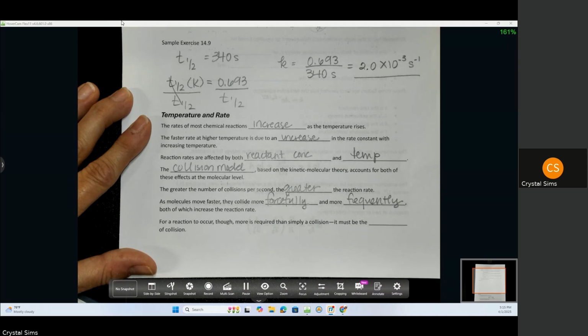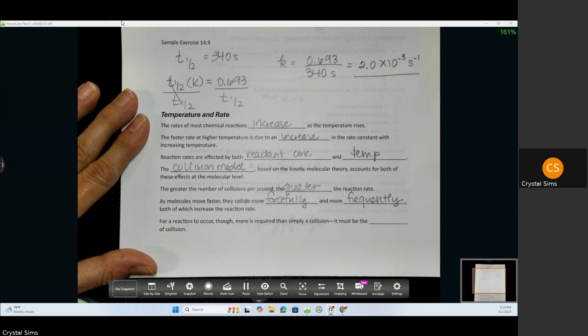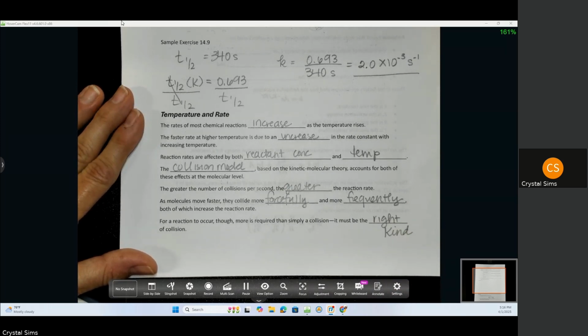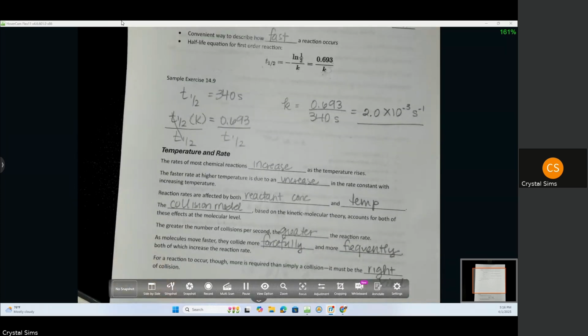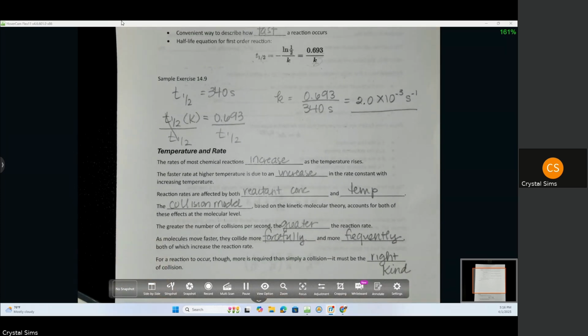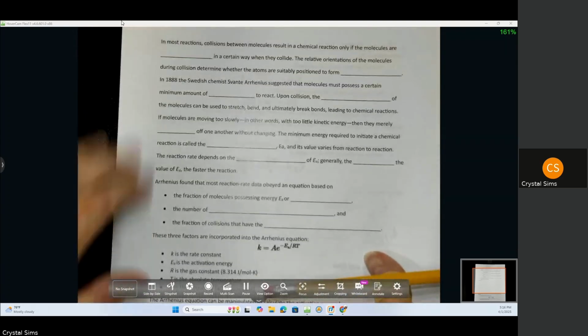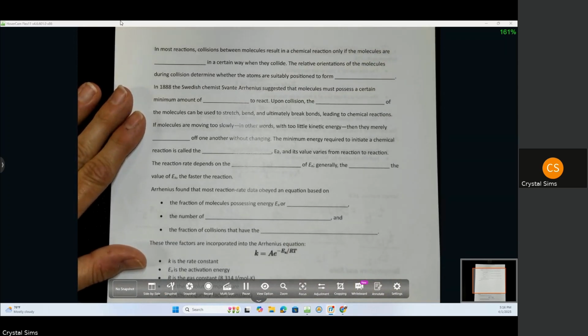But remember that just having the molecules collide is not enough to cause a reaction to happen. It has to be the right kind of collision. So it can't just be a collision, it has to be the right kind. We have to have the right molecules in the right orientation for a reaction to occur. So let's talk a little bit about this orientation.